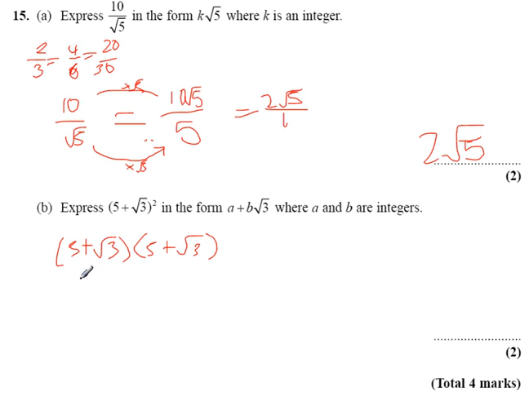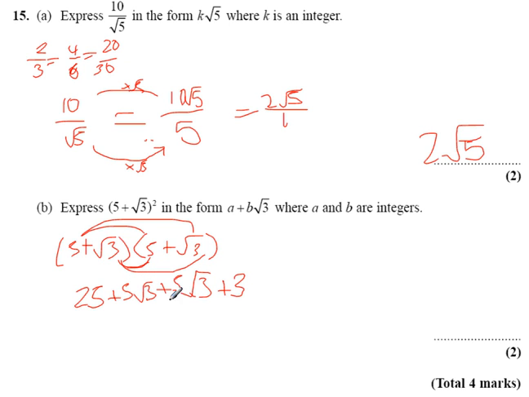So we get 5 times 5. We get 5 times root 3. We get 5 times root 3 again. And we get root 3 times root 3, which is 3.